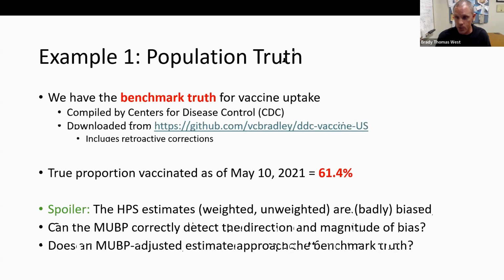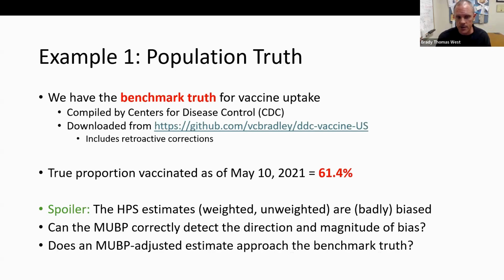That's our benchmark. That's what we know to be the truth. And we're going to see how well these different adjustments for selection bias do to get there. Just as a spoiler, the HPS estimates were very, very badly biased, and the weights did not help, again, because they assume ignorable selection.